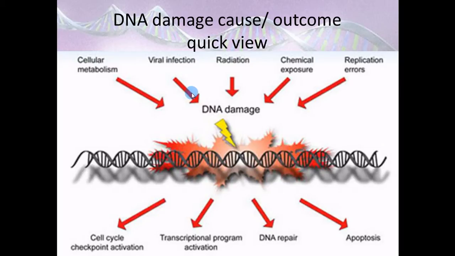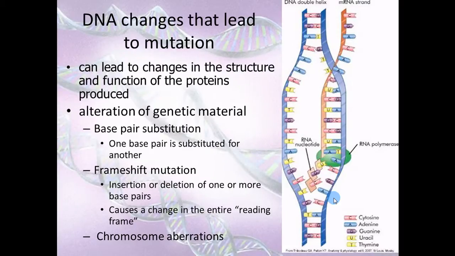Viruses can get in and change the DNA. Radiation, chemical exposure, replication errors. So those are all good examples. Right? Some of the outcomes, you can see. Cell cycle doesn't work properly. They can't transcribe properly. They can't repair DNA properly, and then eventually they want to die. Right? So DNA changes that lead to mutations.